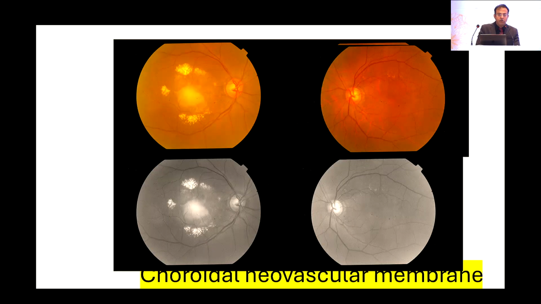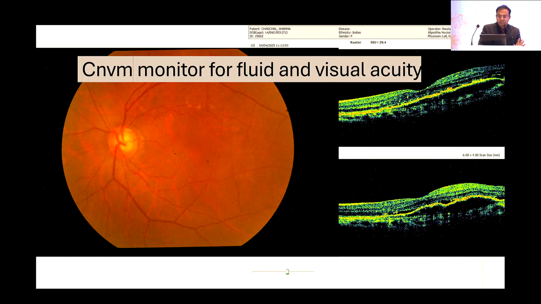Then comes choroidal neovascular membrane. If the choroid is involved, you can see this patient in one eye has a yellowish scar. The visual acuity in this patient is less than 6/60, while in the other eye, the CNVM has just started to develop. So this is the left eye, wherein you can see that there is a lot of fluid here, and we have been giving injections.